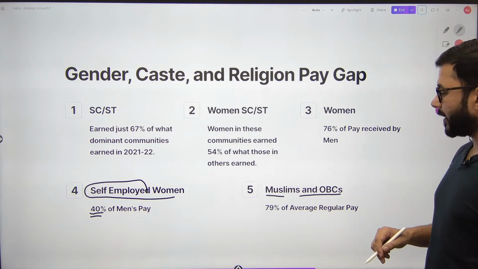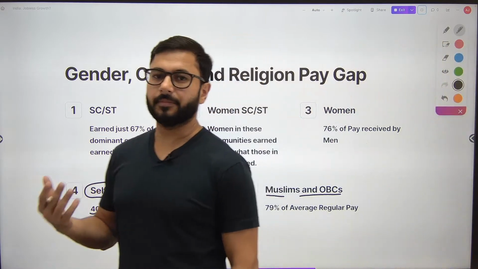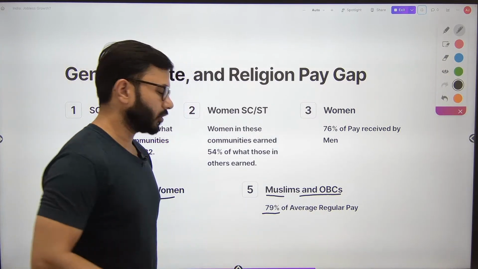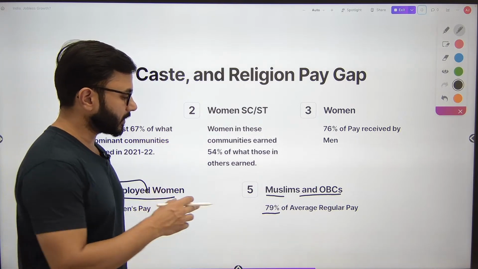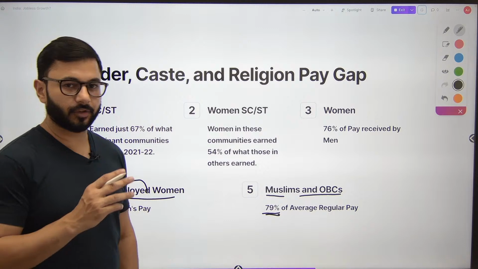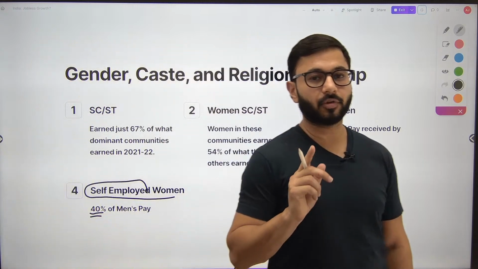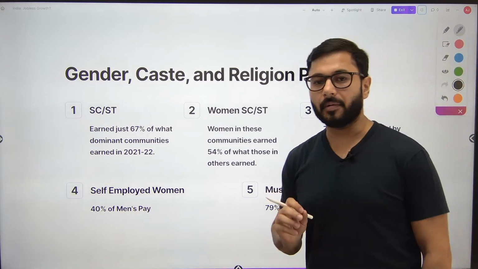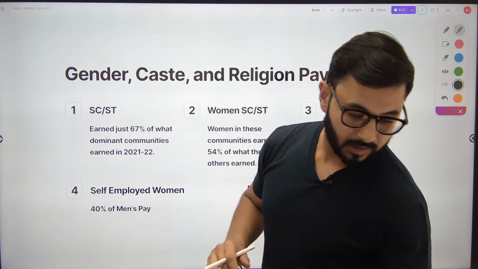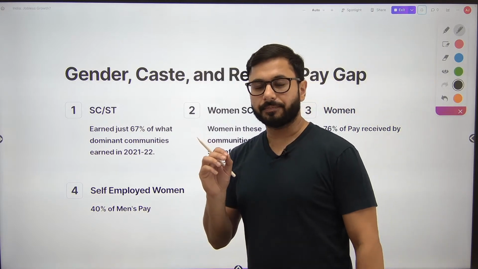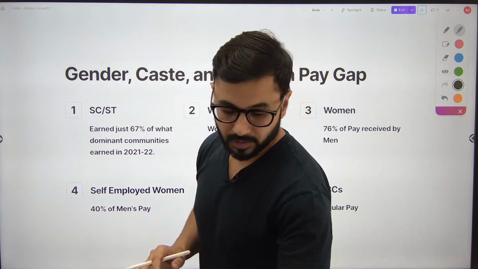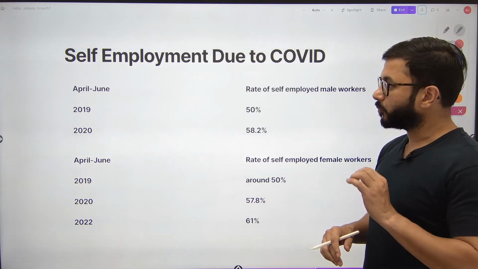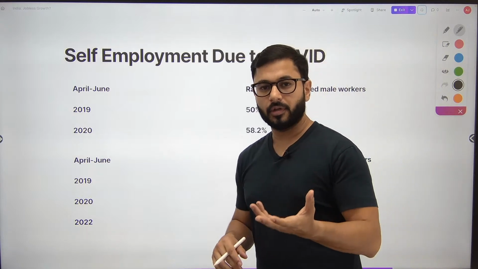And if we compare the general category with backward classes like Muslims and OBCs, there is a disparity. The lower classes, backward classes like Muslims and OBCs, are able to earn 75% of average regular pay compared with what people from other classes are able to earn. If someone is earning 100 rupees, Muslims and OBCs are earning only 79 rupees. That is the disparity that we see here. Now this is strictly limited to the scope of the report. Please remember that.